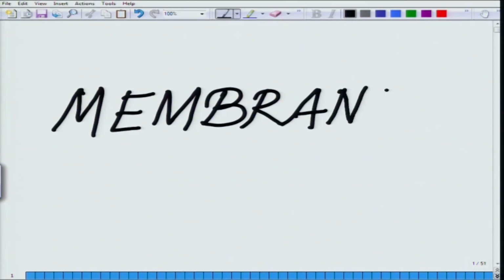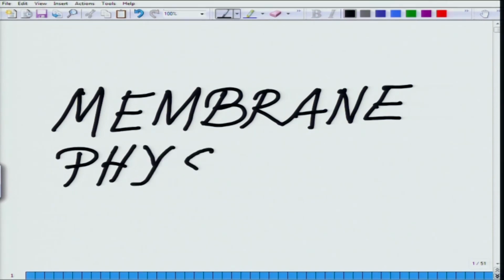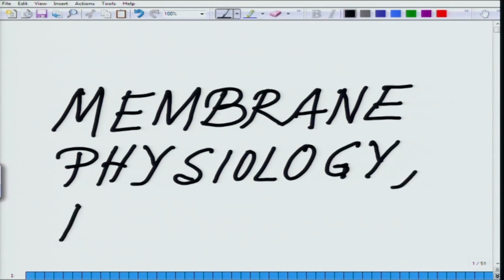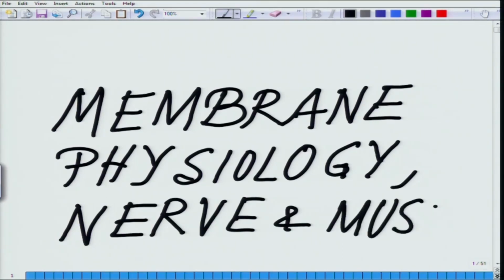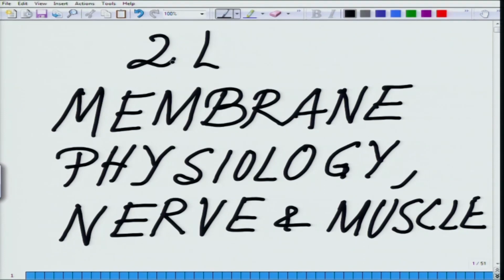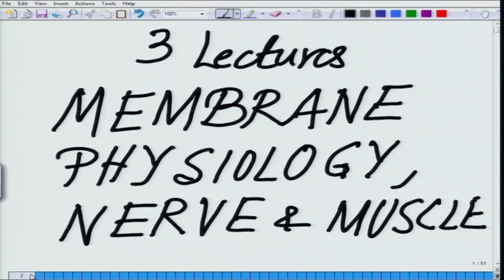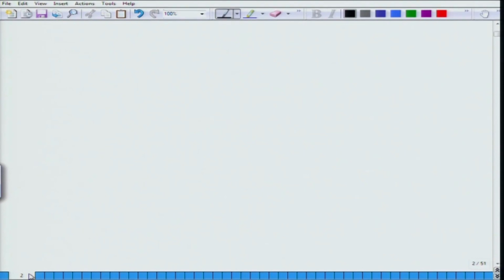Membrane, which is one of the most key features of any entity, and we will be taking two examples of nerve cells and muscle cells and their membrane phenomena. In this section, we will be covering, sorry, 3 lectures. So, what we will do now, we will start with the first topic, which is membrane structure and dynamics.